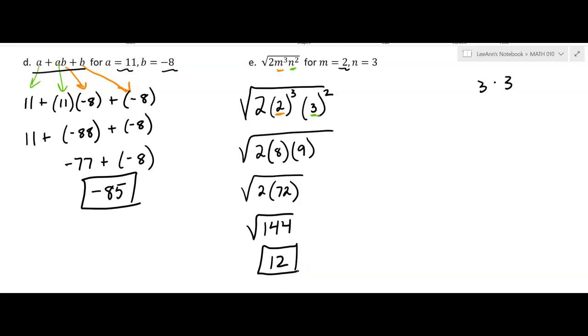Now you might be saying, well, what if I didn't know the square root of 144? Like, what if it was a 143 or something? You would just leave it the square root of 143, okay? And we'll talk more about radicals later, square roots.